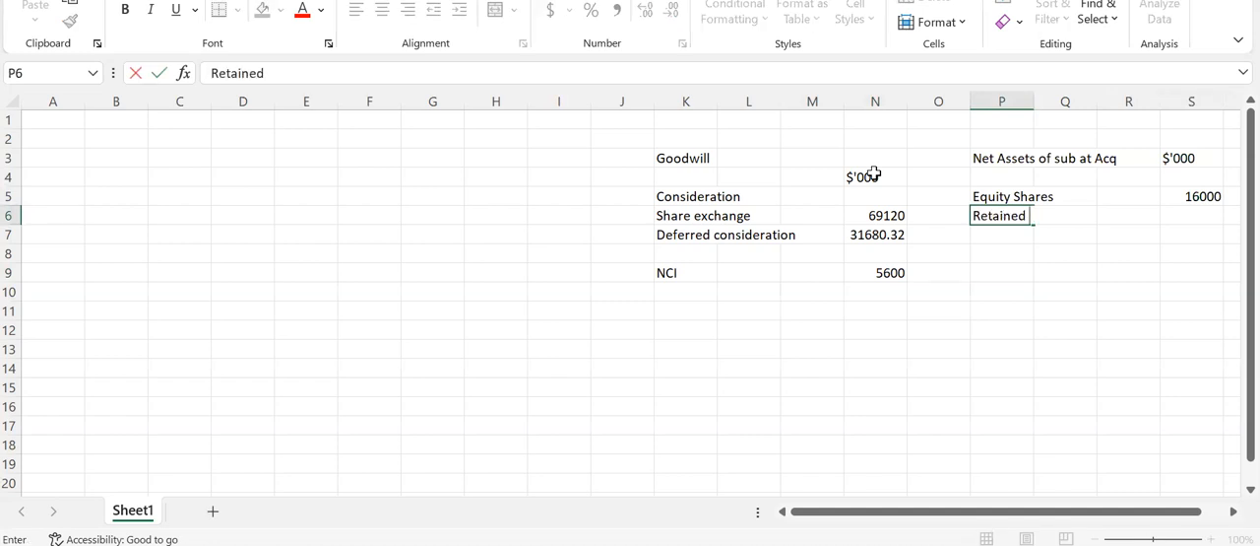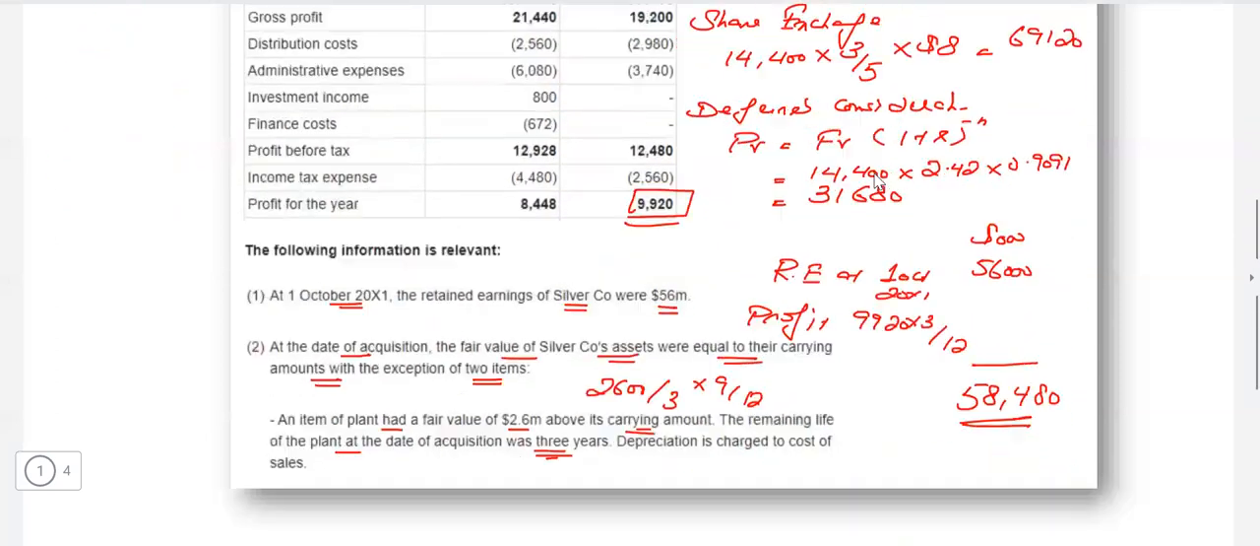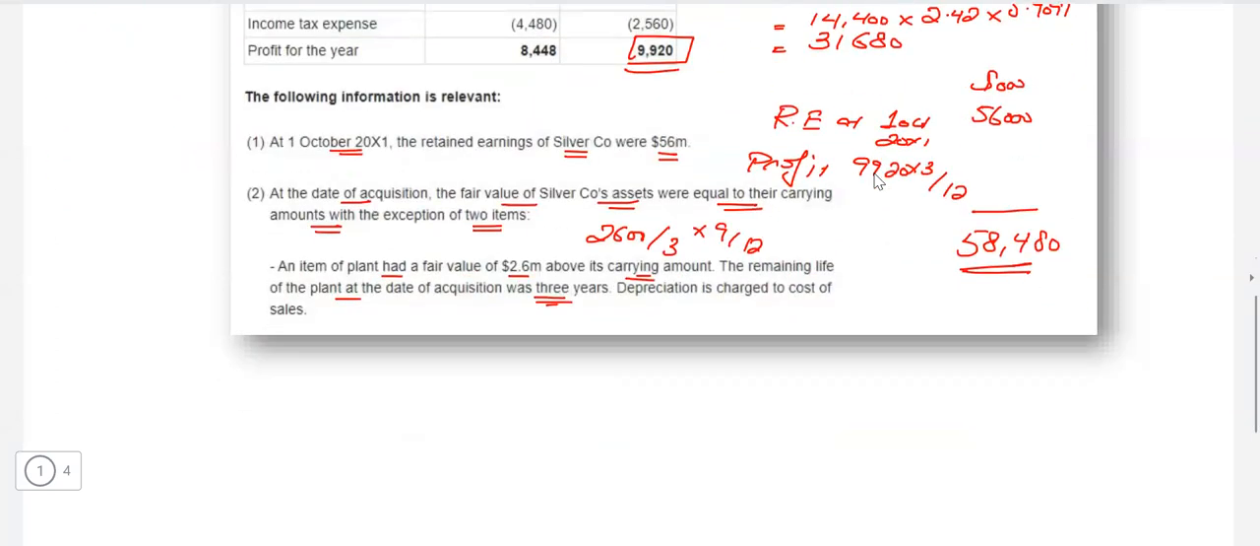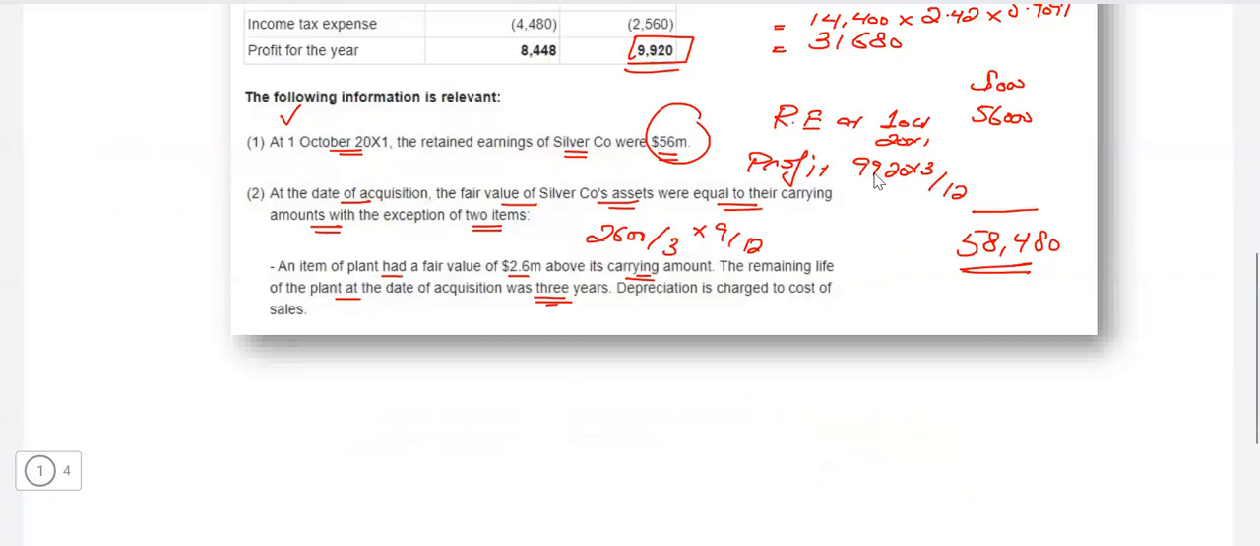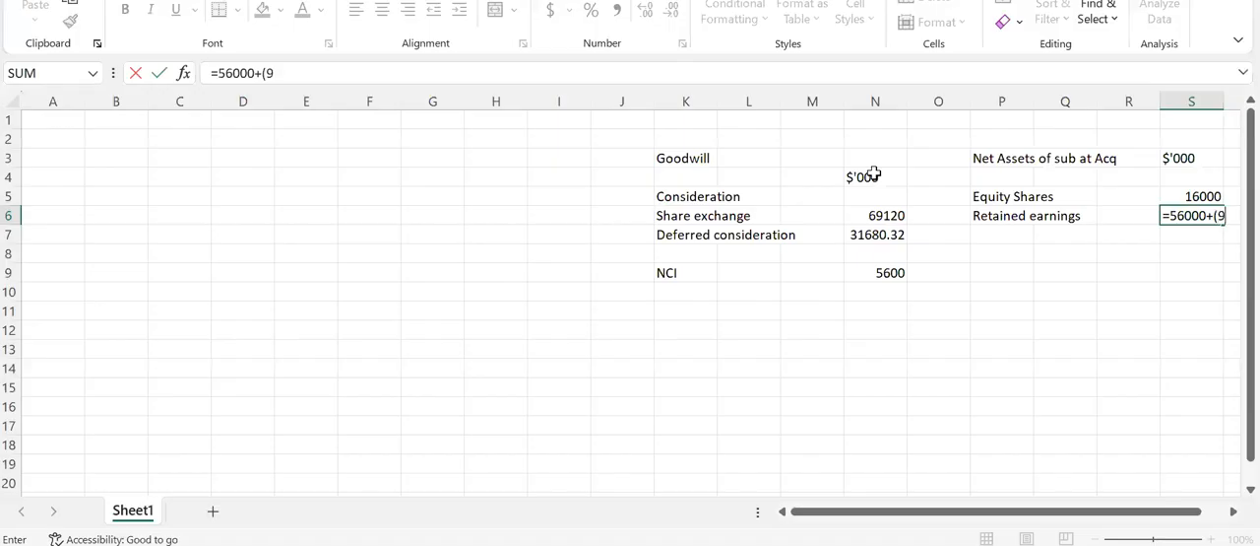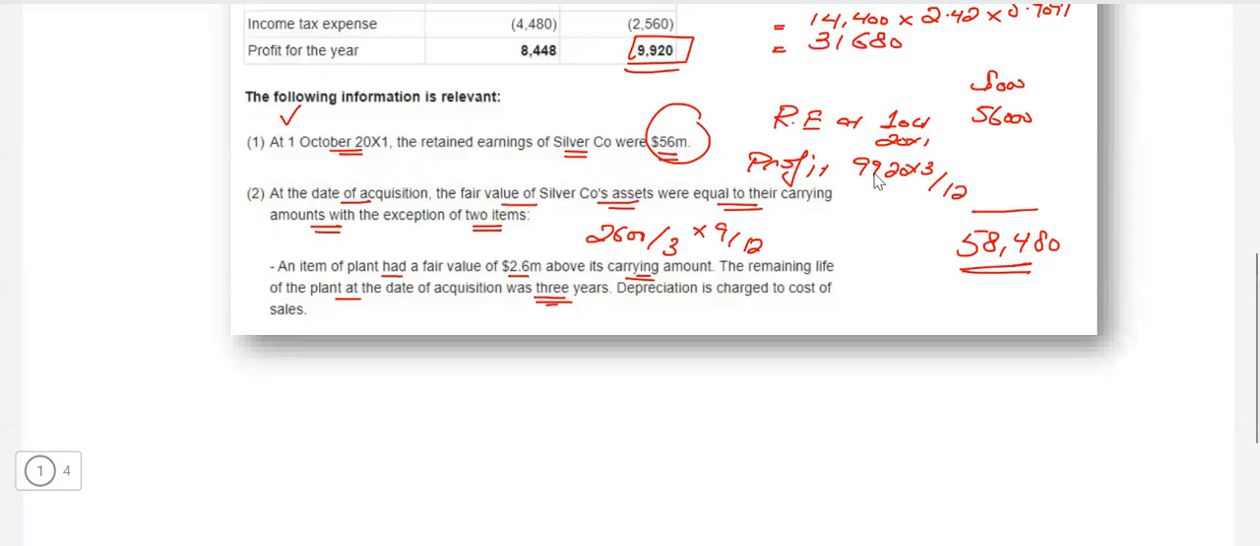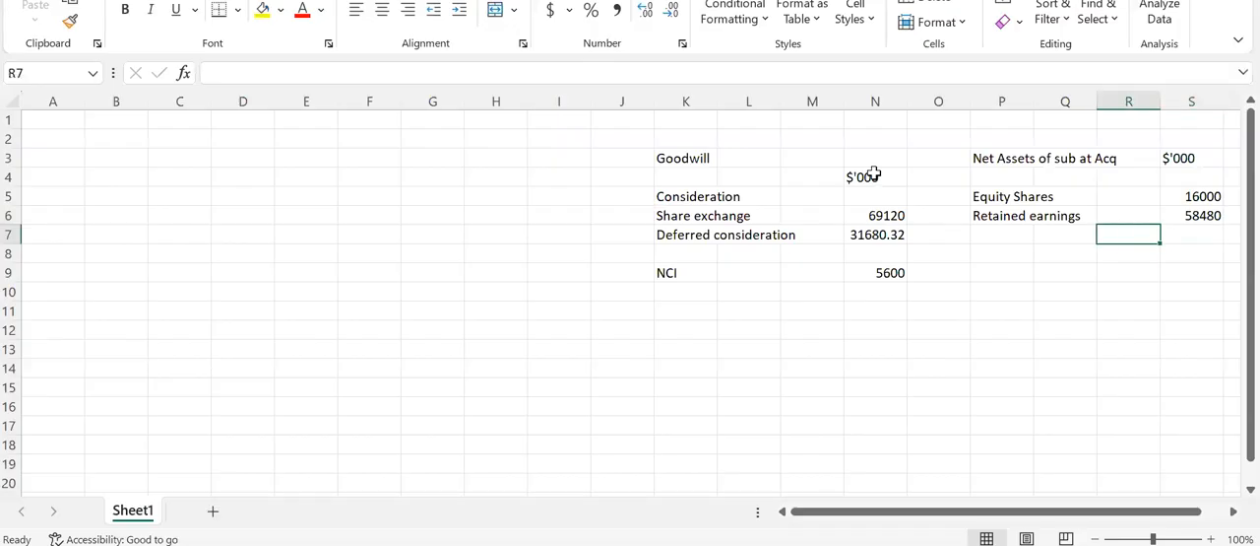But remember, the retained earnings which were given was on 1st October. So it says in the question, the retained earnings were 56 million on 1st October, and we need on 1st January. So we take 56,000 plus the profit for the year, which is 9,920, multiplied by 3/12, we need to add it. So it is 58,480. Okay, then we have the fair value adjustments.